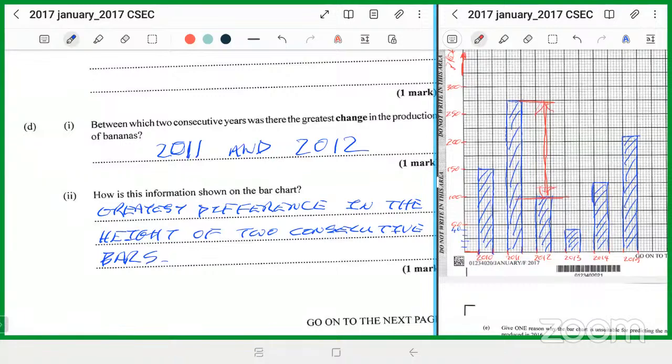All right. Greatest difference in the height of two consecutive bars. It's those two that will mark. So I'll maybe even leave this on my diagram now so you can see what I'm talking about. And let's put it as a measure. So maybe just like this and show it as a measure.